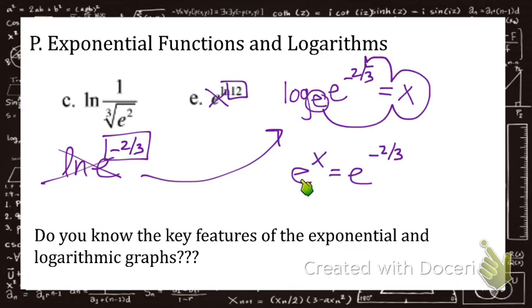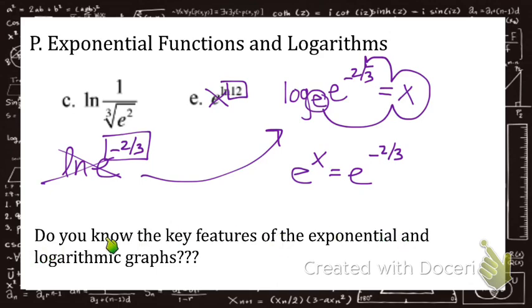Anyway, the moral of the story is we have the same base now, and we know that if this has a base of negative 2/3, then x must be equal to negative 2/3. So coming back up here, I didn't know what it was equal to before, but now that I've written it exponentially, I know that log base e of e to the negative 2/3 is negative 2/3, because that's what x is equal to. So that's the long way of explaining how to get that.